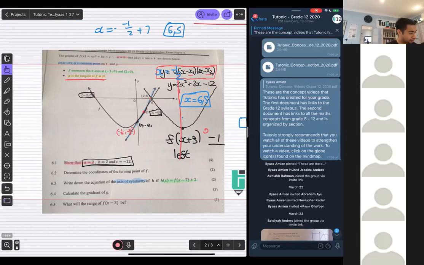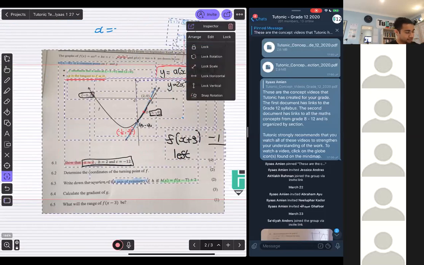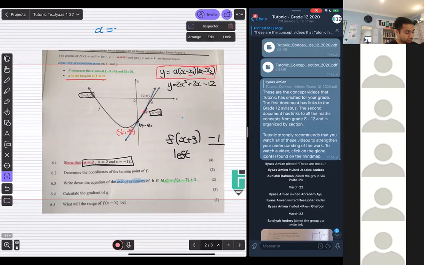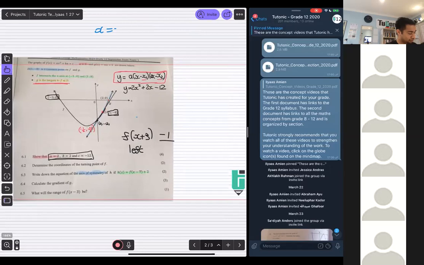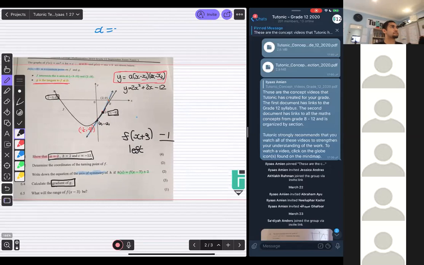The next question says calculate the gradient of G. Okay, what do you guys think? So, derivative. Okay, well, what about the derivative? What do you need to do? Find the gradient at that point, so it's at that point, right? So isn't the point 0? And then I think you have to sub it into the derivative in the x to find the gradient.